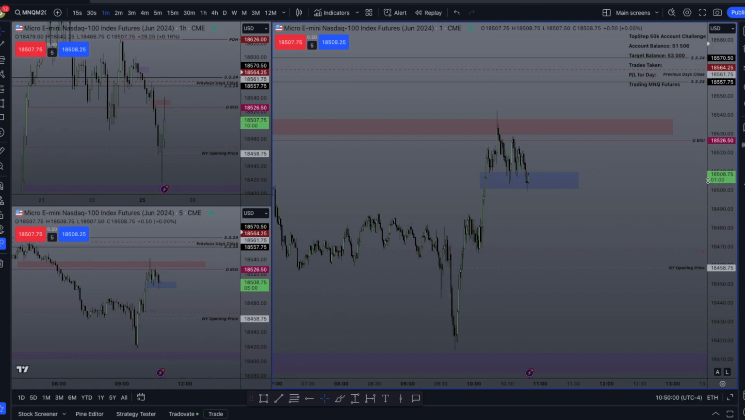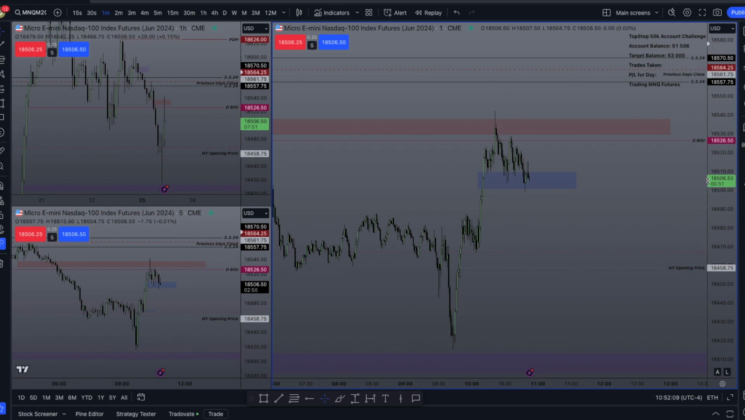Sometimes I can trade the pre-market, so from 7 a.m. Often I like to trade London, so from 2 a.m. to 5 a.m. is the London kill zone. But generally, my favorite session to trade is New York. And that is it.